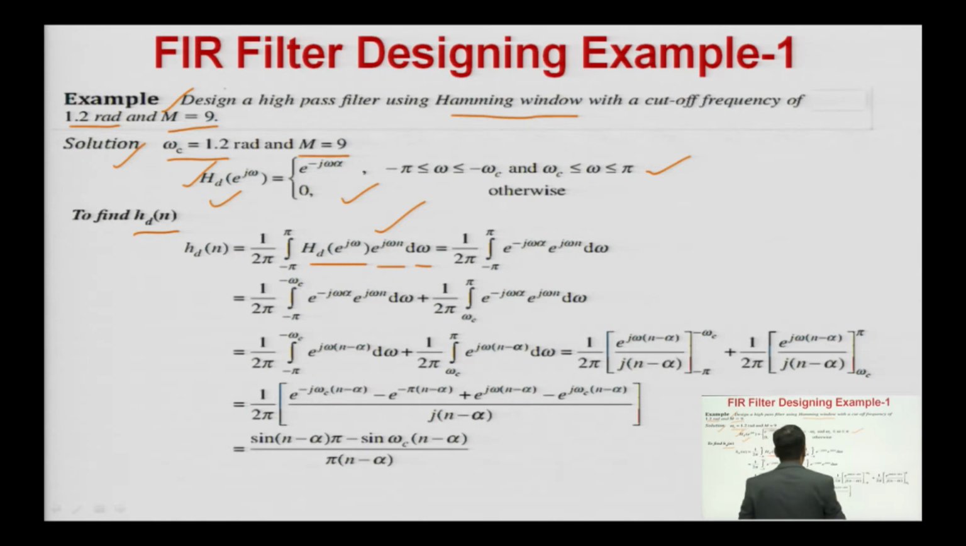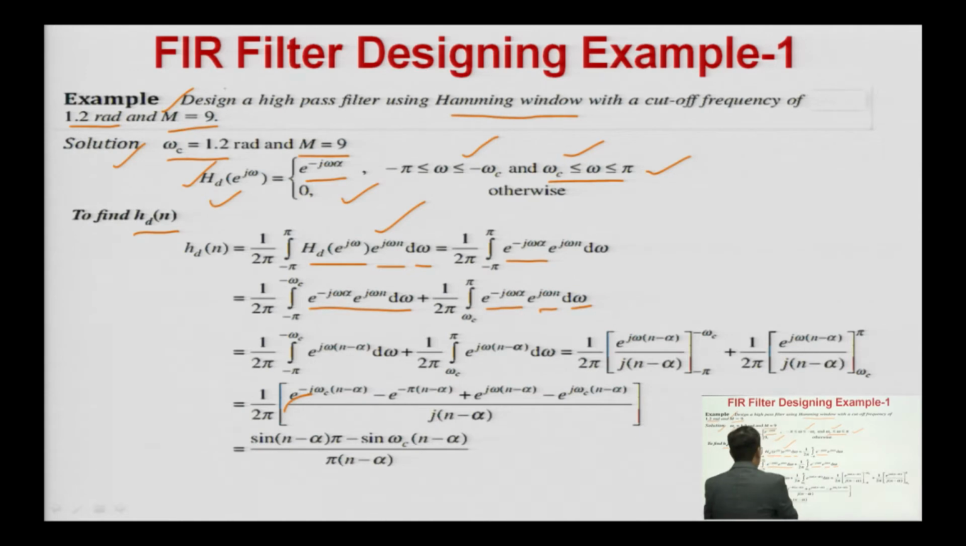Now, what is given to you from minus pi to pi, its value is this one. But this value is given for these two limits, so you have to break it into these two limits. First is minus pi to minus omega c, its value is e to the power minus j omega alpha into e to the power j omega n d omega. Second, plus 1 upon 2 pi, omega c to pi, its value e to the power minus j omega alpha into e to the power j omega n d omega.